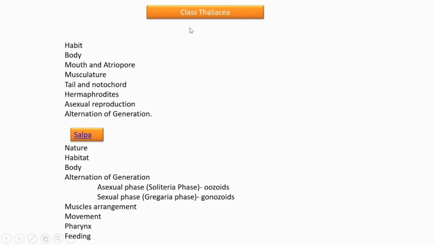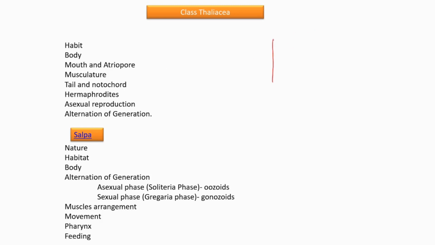First, its general characteristics. Regarding the habit, they are free swimming, pelagic, as well as solitary and also colonial forms. Pelagic means it is found in the surface layers, and solitary as well as colonial forms are present under this class Thaliacea.